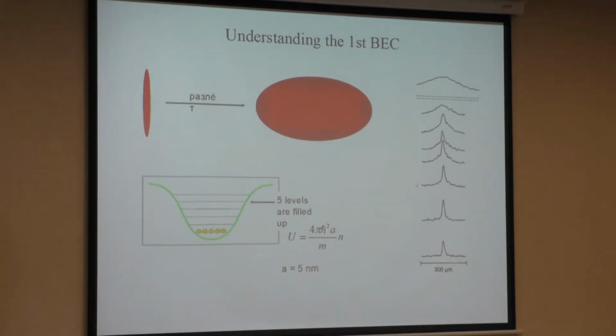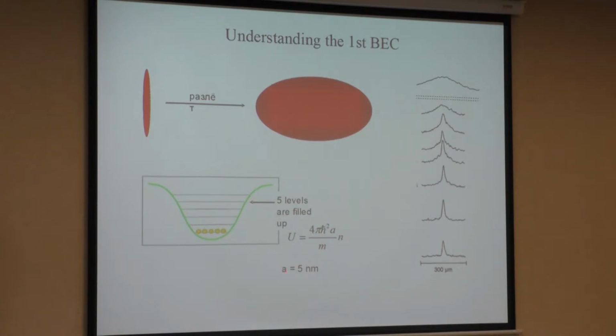Now let's look at the role of the interactions. There is scattering length, which means particles interact. You can write the interaction energy at the mean field level. This is the interaction energy. It's 4 pi times Planck's constant squared. A comes in. It's important that it comes in linearly, and divided by the mass and times the density.